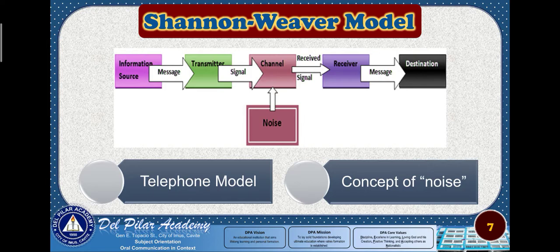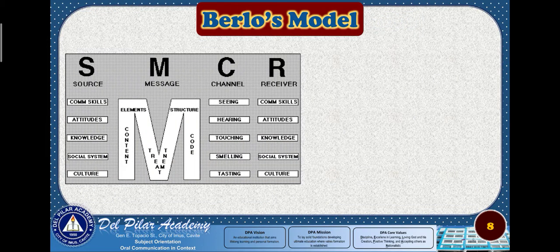Next, we have Berlo's model or the SMCR model. This model of communication is described as the factors affecting the individual components in the communication. In this model, he describes what affects the individual in making communication and what makes the communication more efficient.